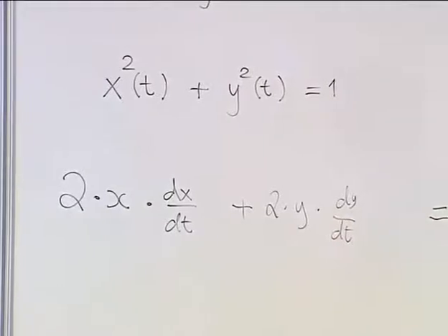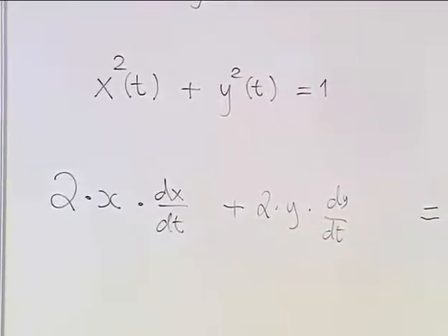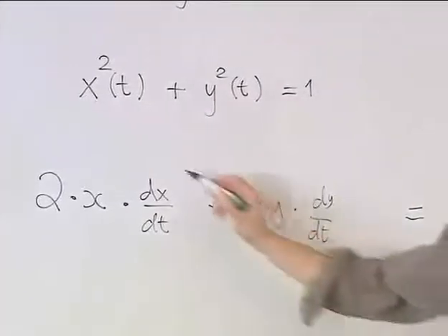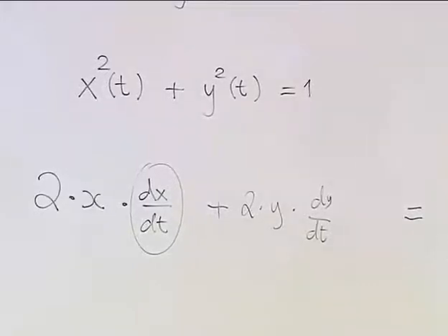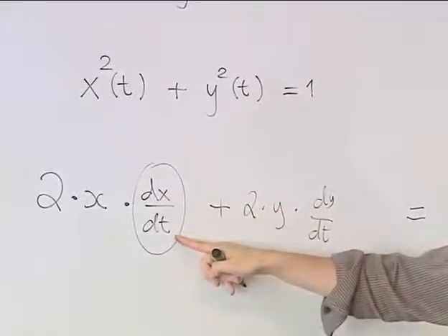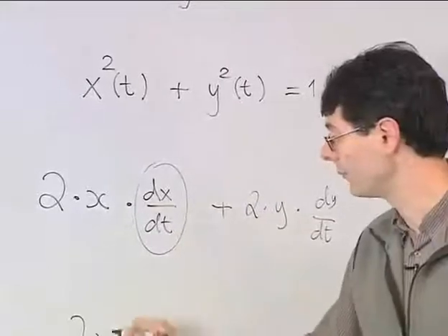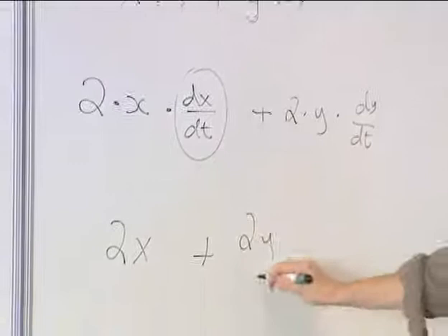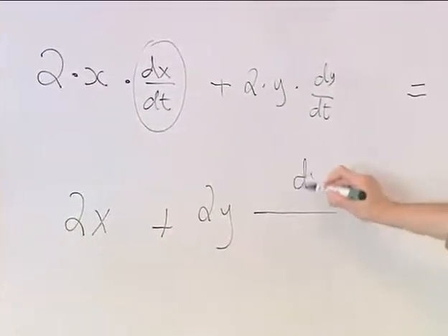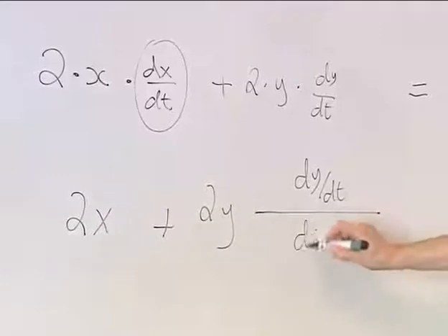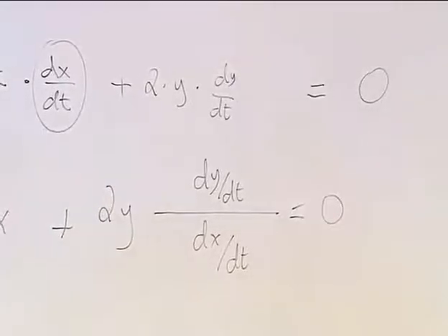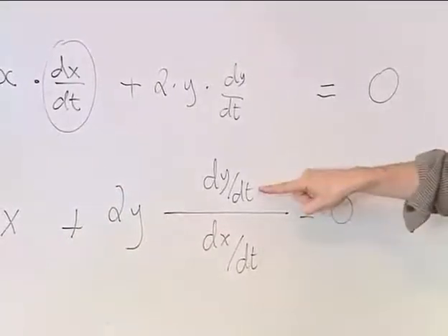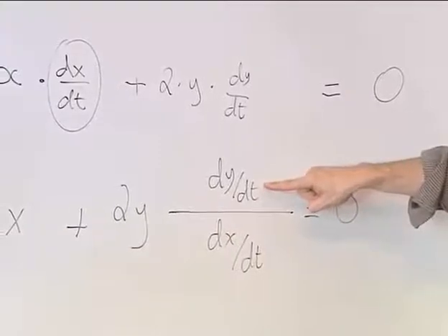There you go. Now you need to simplify this expression. I'm going to divide everything by dx dt. This step is always done. This is what you do now. Divide by this. You get 2x plus 2y dy dt over dx dt equals 0. Cancel the dt's. You get dy dx.